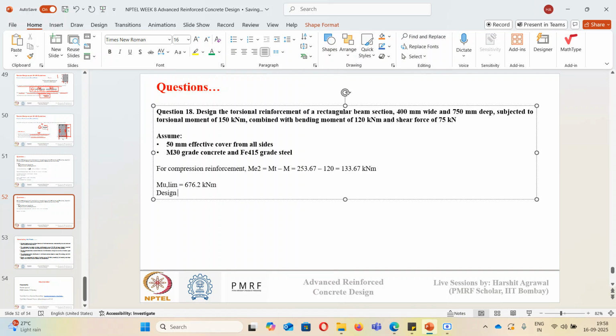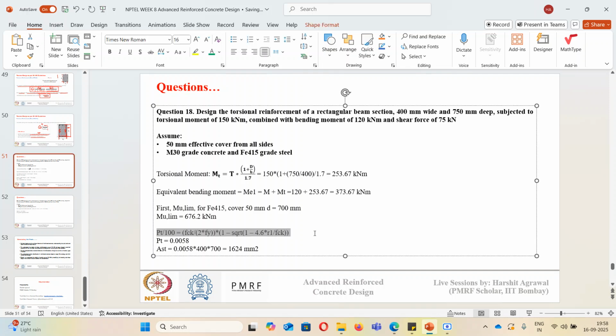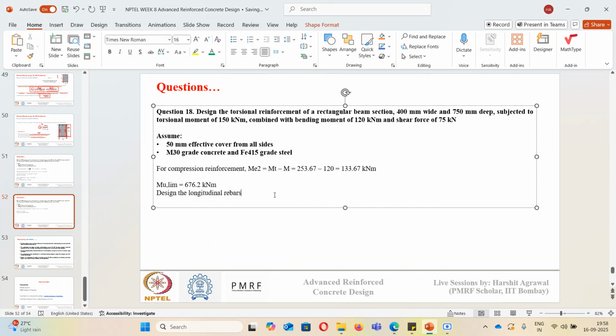I will design the longitudinal rebars. Again, you can use the same formula that you saw here, or you can use the lever arm equation, or you can use force equilibrium equations, the things that we have seen in the last session.